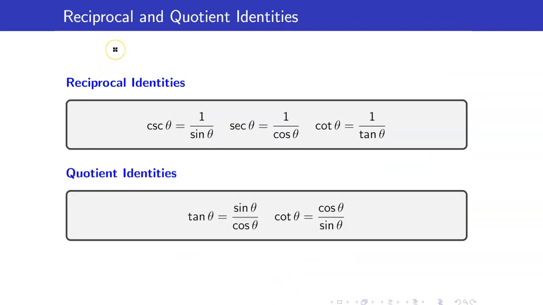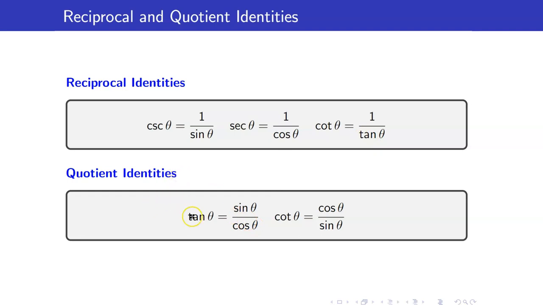Here are the reciprocal and quotient identities. Again, let us recall what is the meaning of identities. It means that the equation is true for any value of your variable. This means that these equations are true regardless of the value of theta. I have mentioned earlier that cosecant is the reciprocal of sine. The reciprocal of secant is cosine, and the reciprocal of cotangent is tangent.